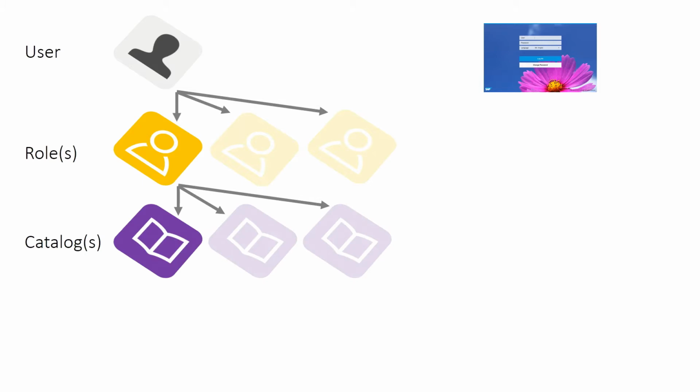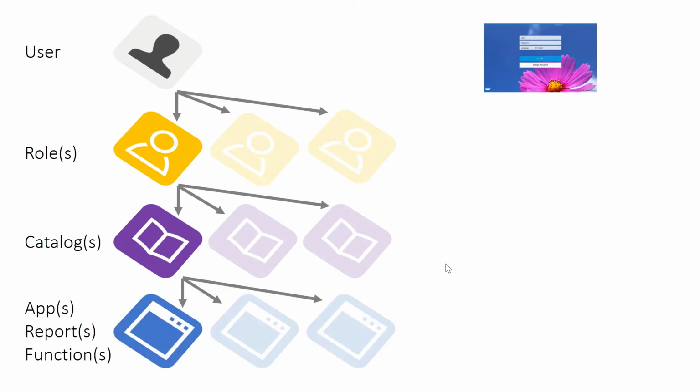Now, assigned to each role is a catalog or a set of catalogs. So one role can have one or multiple catalogs. And the catalogs is essentially going to drive the applications or the functions that the user has available to him in the SAP S/4HANA Cloud system.